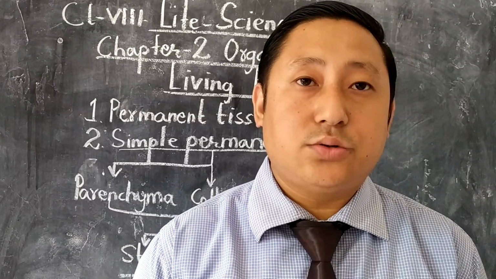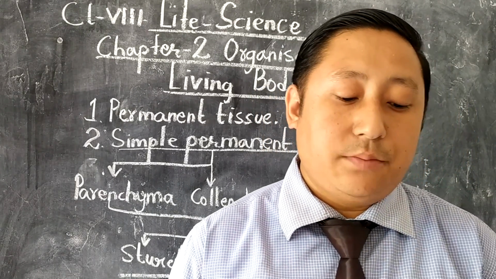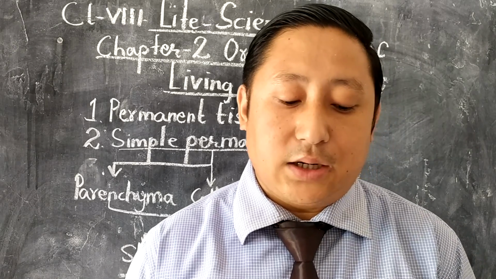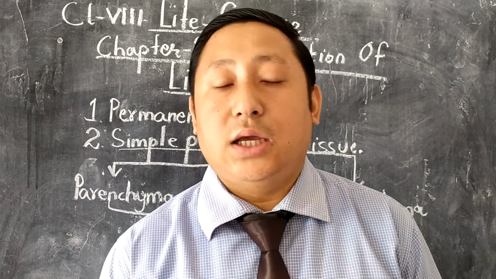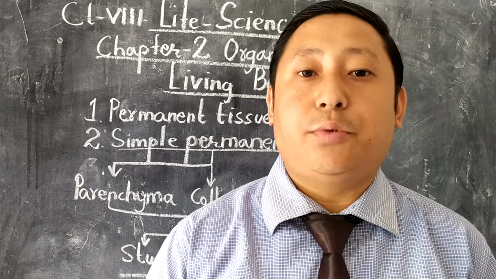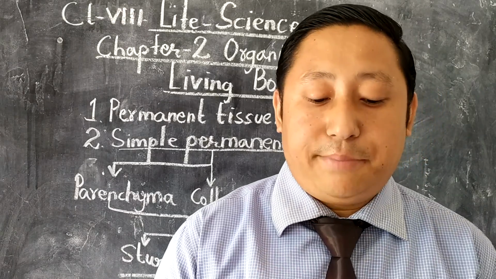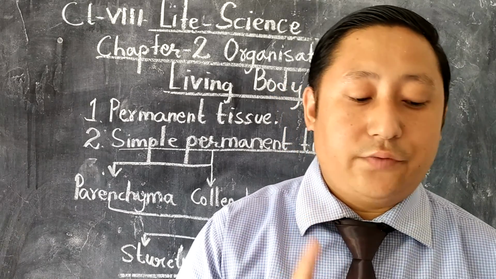Now let's go to the function of the Collenchyma. Being flexible in nature, Collenchyma gives mechanical strength to the plant's organ. That means it also gives a mechanical support to the plant. Okay, that is the first function of the Collenchyma.